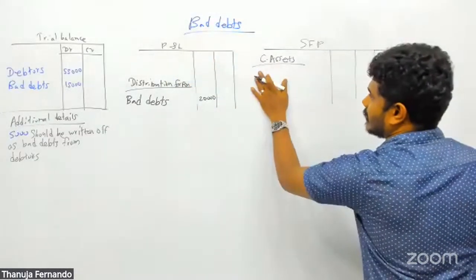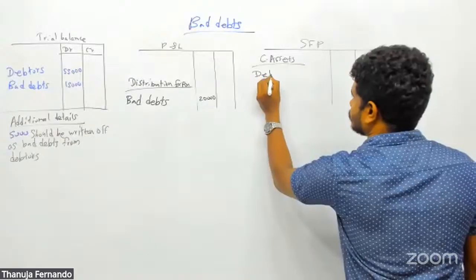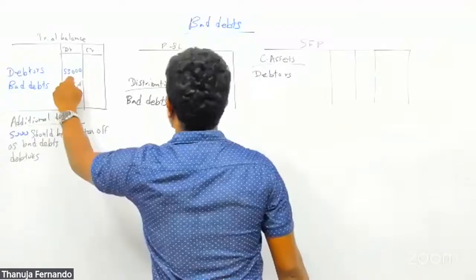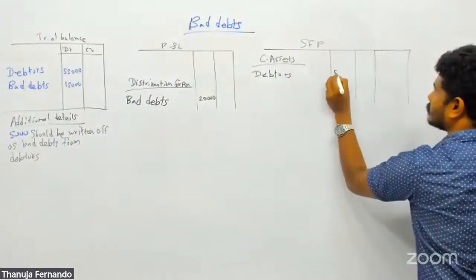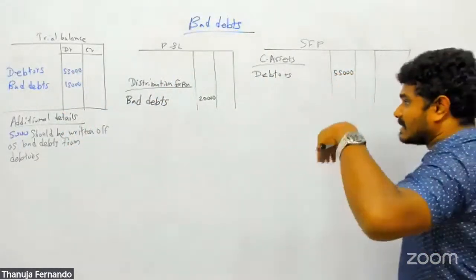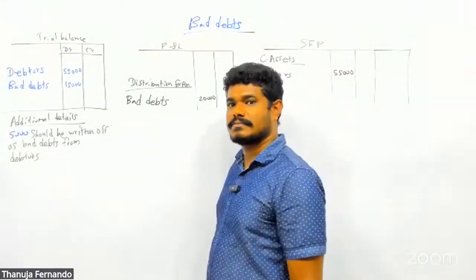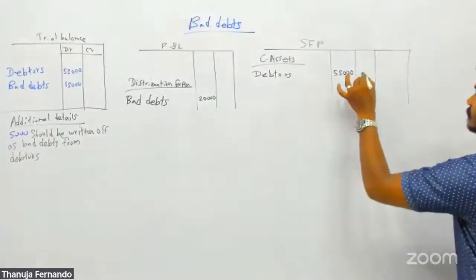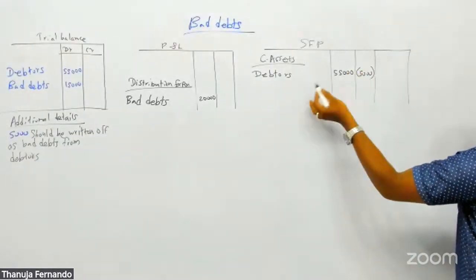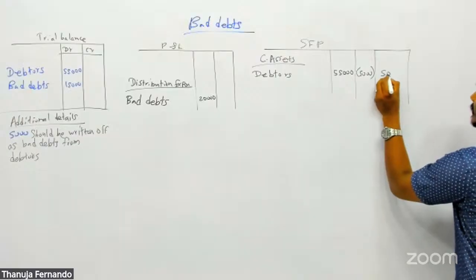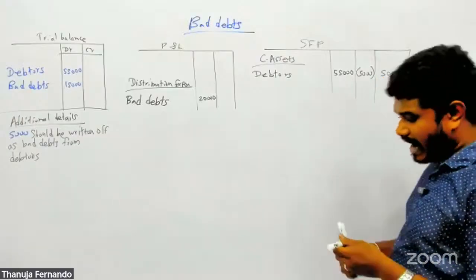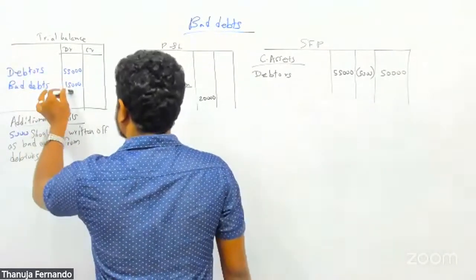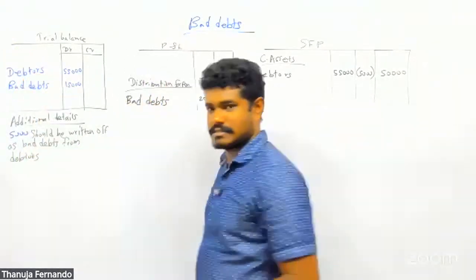Debtors are current assets. So under debtors, after deducting this 15,000, the balance of debtors is 55,000. Then yet again, we have to deduct only this 5,000 from debtors. When we deduct this 5,000, the net value is 50,000. We are not deducting this 15,000 from debtors because it is already deducted from debtors, right?